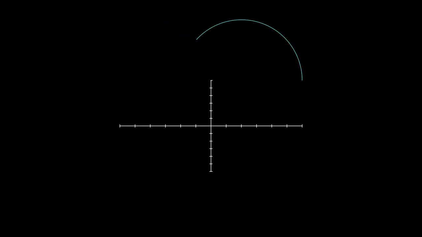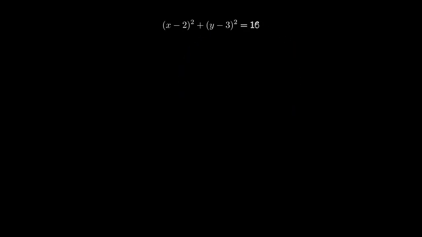Now, let's graph the circle using its equation. Here's the graph of the circle with center at (2, 3) and radius 4. The equation of this circle is (x - 2)^2 + (y - 3)^2 = 16.